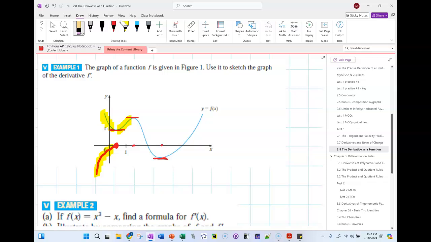So I'll plot here 1, 1, and I know it's got to go like that. I'm going to try to make it not pointy though. That should be a smooth curve. So far, so good? No big deal so far, right?